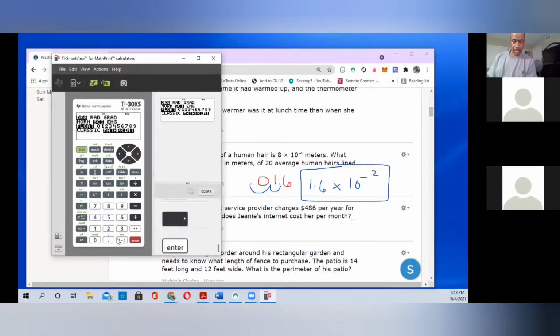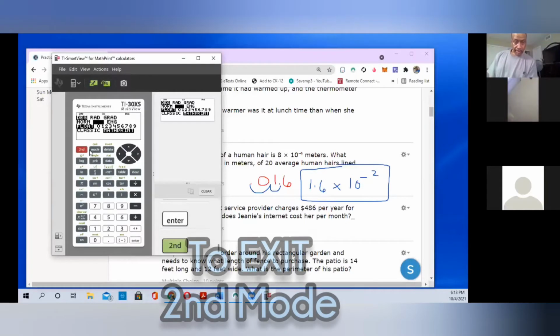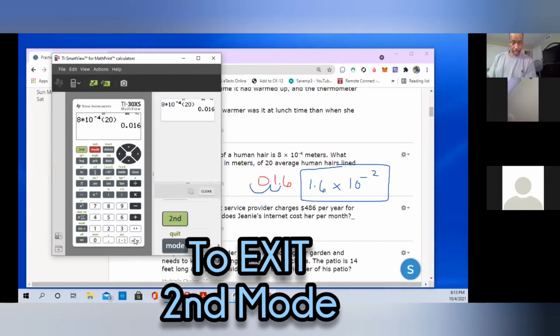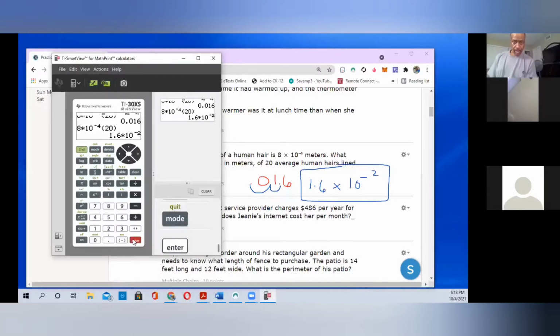We're going to press enter. We want to get out of this menu, so we're going to quit. So we're going to hit second, mode, and press enter. 1.6 times 10 to the negative 2. It does the scientific notation for you. So I've got a whole section in the ebook that tells you how to do problems in scientific notation. Now, will you have it in math? You might have one. You're definitely going to see it in science, definitely in social studies. 1.6 times 10 to the negative 2.